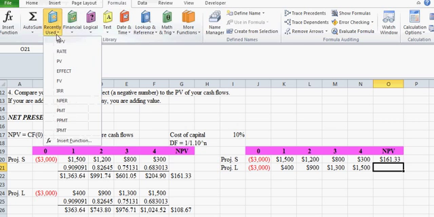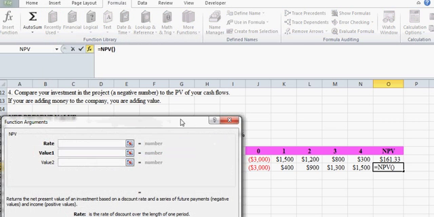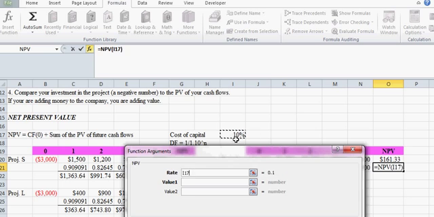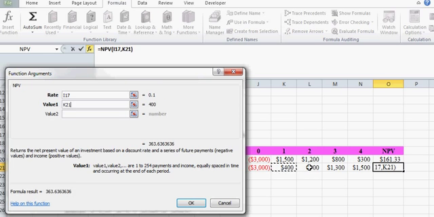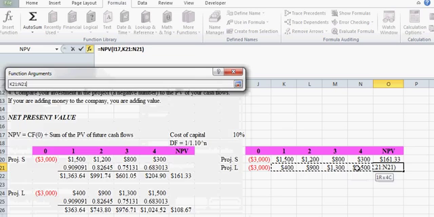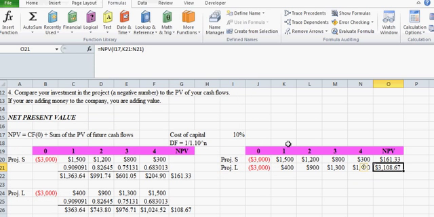Do the same thing again. We'll go net present value. The rate again is 10%. For the values, we just click in value 1 and we drag it across years 1 through 4. Hit OK. And then up here again in the formula bar, I'm going to hit plus the negative 3,000. So I get the same answers. This is obviously going to be faster, particularly if you had a long stream of numbers to evaluate. But this shows you mathematically how Excel is working.